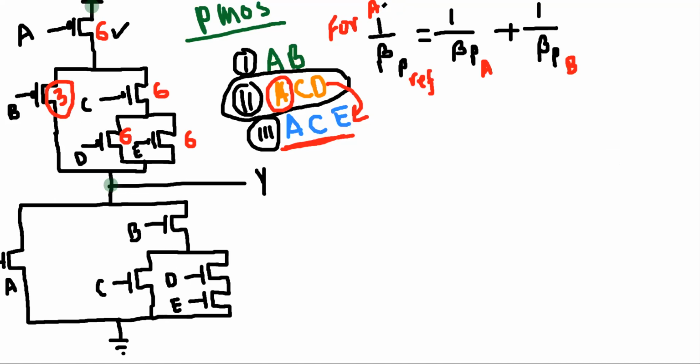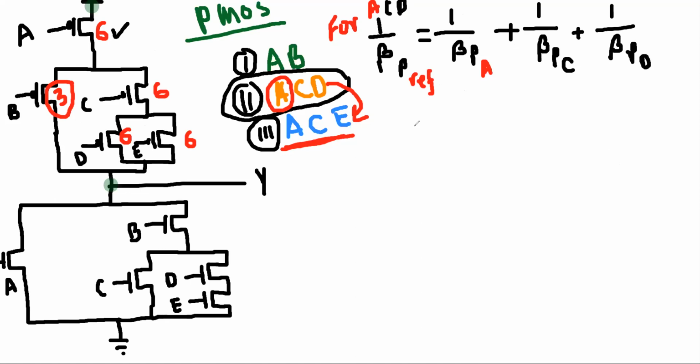For SCD. For A, C, and D, your formula will be 1 divided by beta P reference, 1 divided by beta P A, 1 divided by beta P C, plus 1 divided by beta P D, right? SCD. Here, all of them will be the same because all of them are in the same path, right? We'll consider all of them the same.